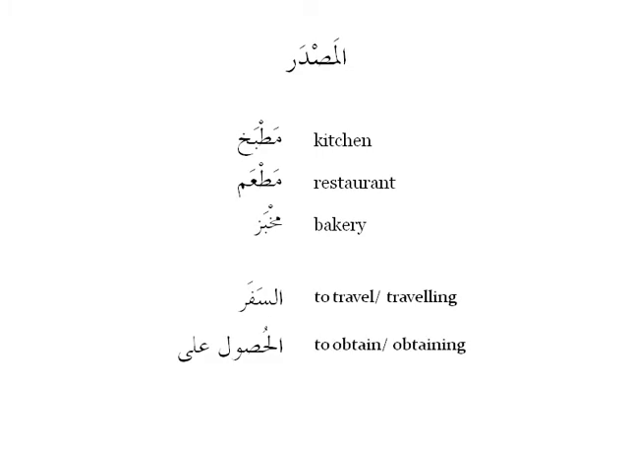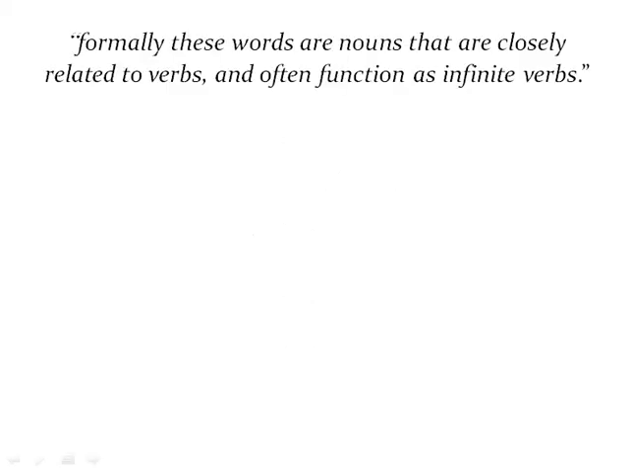Let's get started. Al-Kitab begins by asking you to review the meanings of the words safar and husul. And these two words mean, in the case of safar, either to travel or traveling, and in the case of al-husul ala, to obtain or obtaining. Let's keep going. Al-Kitab says, formally, these words are nouns that are closely related to verbs and often function as infinitive verbs. Well, that's a bit unclear, I think, for most students. Let's unpack that a bit.